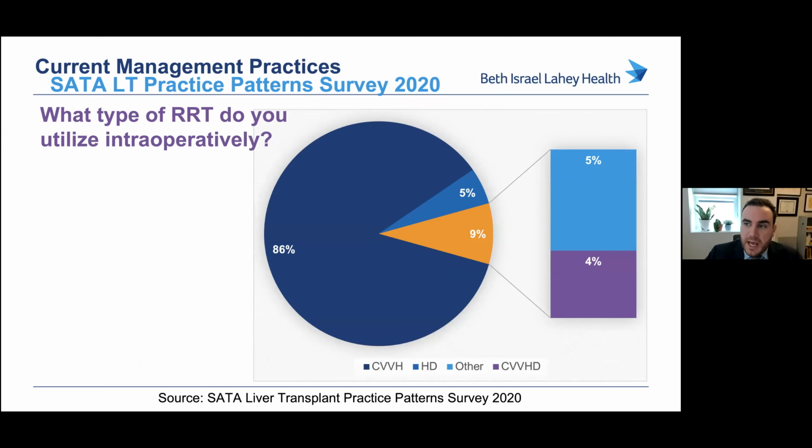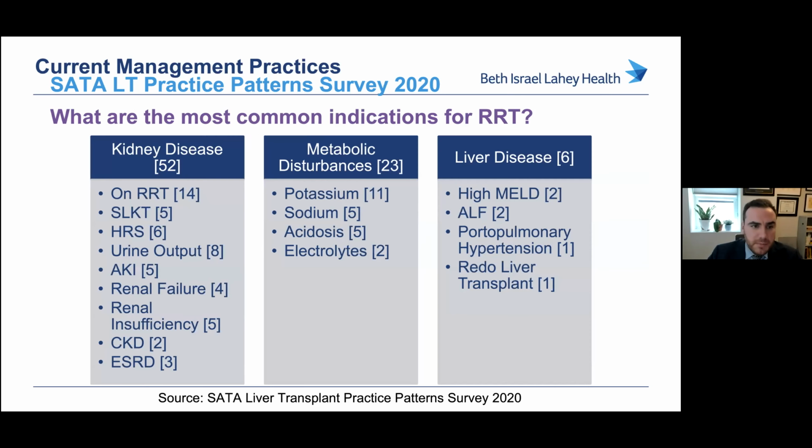When asked what type of renal replacement therapy they use intraoperatively, the vast majority of respondents said CVVH. Again, interestingly, 2 centers said they used intraoperative hemodialysis during the actual transplant itself. And then there were some centers that said they would either use CVVH or CVVHD or HD. That was 9% of the respondents.